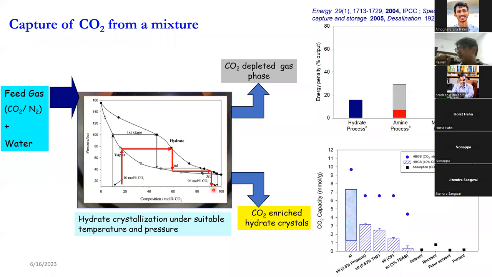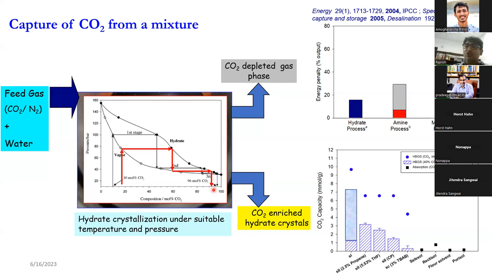If you are going to form hydrate from the 15% CO2 and 85% nitrogen system, in the gas phase you will have roughly 5% CO2 and 95% nitrogen, which you can release into the atmosphere. You have already reduced the concentration of CO2 from 15-17% to 4-5%. That's very good. That's good enough. From the hydrate phase, what are you going to get? You are going to get 95% CO2 and 5% nitrogen. You can sequester this under the seabed, because now you have primarily CO2.